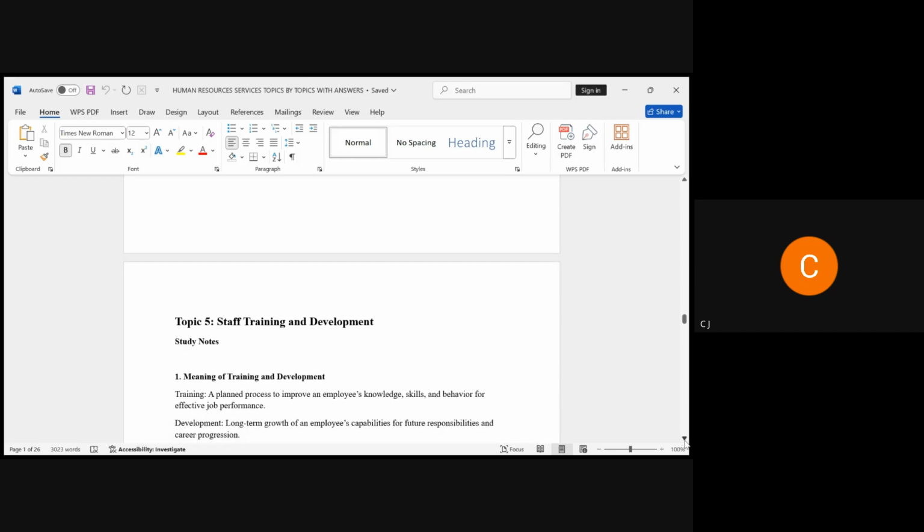The next one, development. Long-term growth of an employee's capabilities for future responsibility and career progression. Long-term growth for an employee.